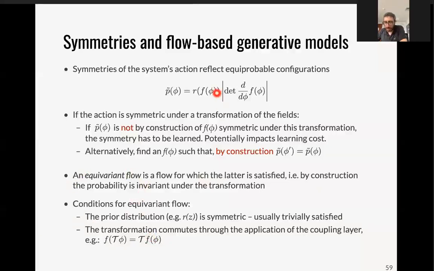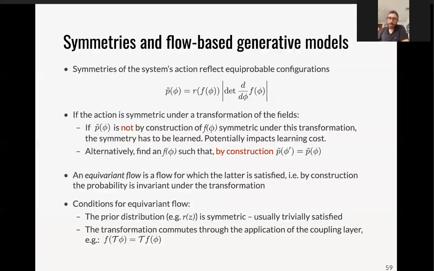And again, I repeat, that means that the resulting probability distribution that you're training already has the shape it needs to have, so that if you give it a transformed phi, it gives the same probability. Okay, and that can reduce training cost.